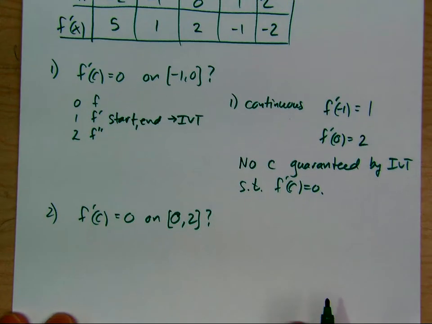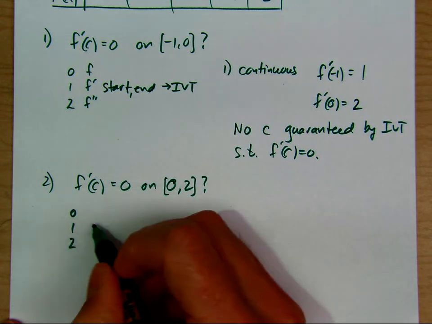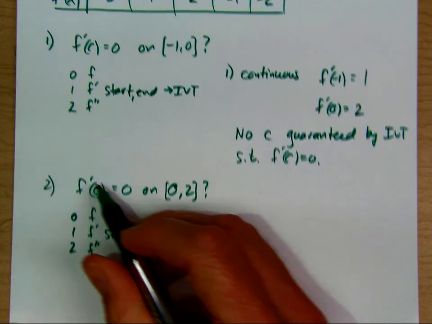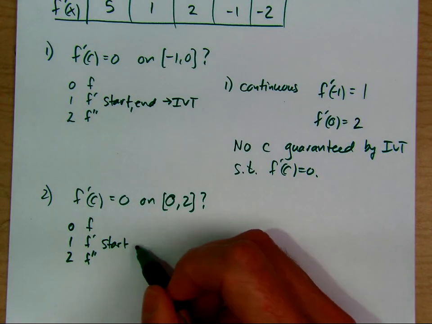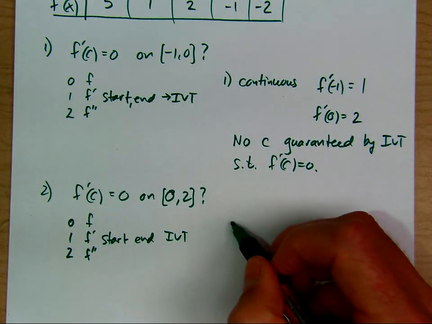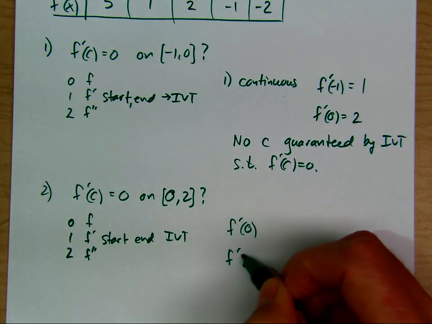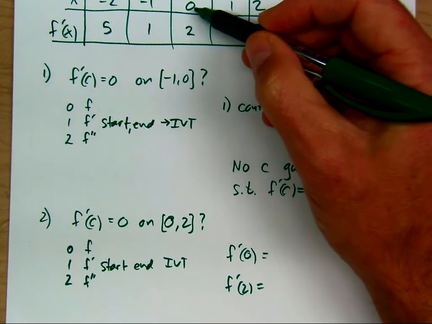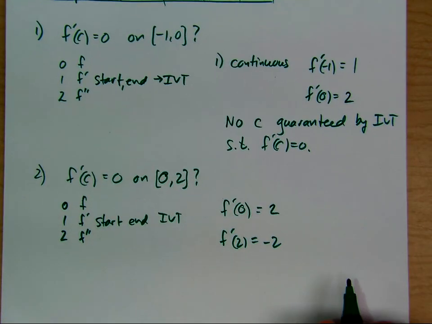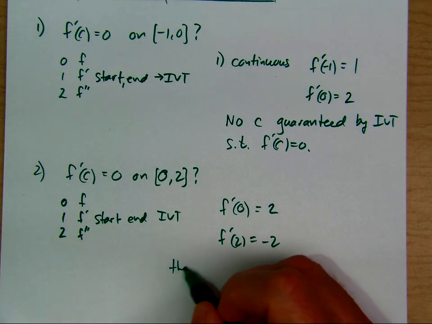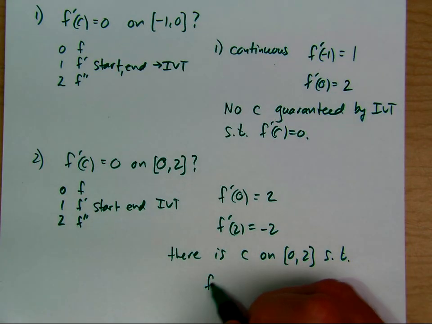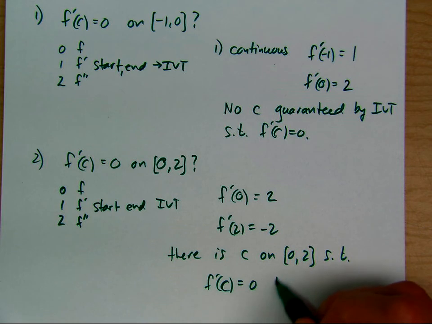Okay, pause the video and try that one. We have the same levels as before. We're starting on f prime, and it's asking about f prime, so we need the intermediate value theorem. We know it's continuous, and so now we just check f prime of 0, f prime of 2. F prime of 0 is 2. F prime of 2 is negative 2. To get from 2 to negative 2, we have to cross 0. So we can say that there is a C on 0, 2 such that f prime of C equals 0, by the intermediate value theorem.